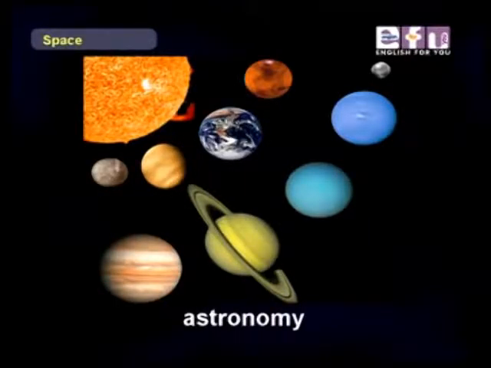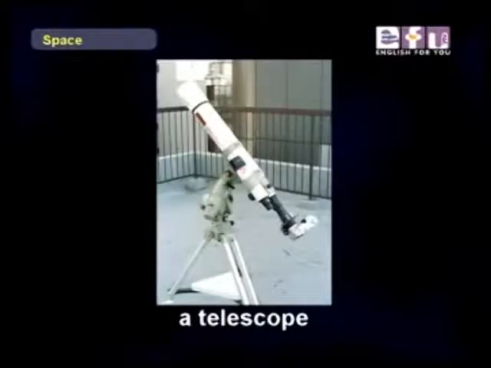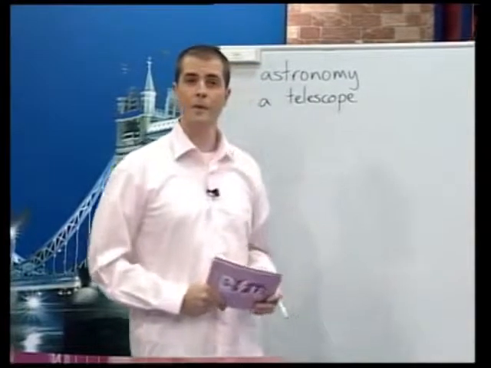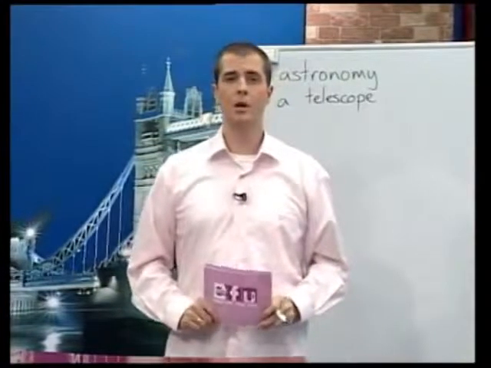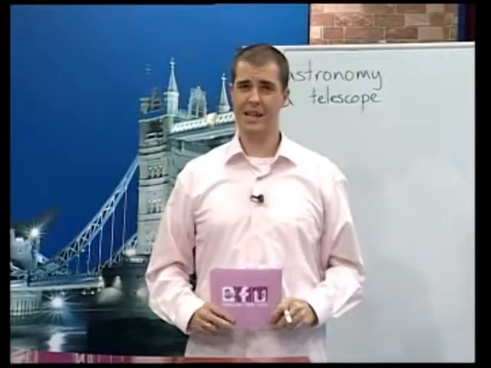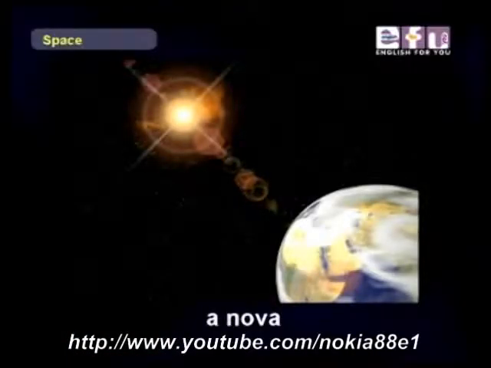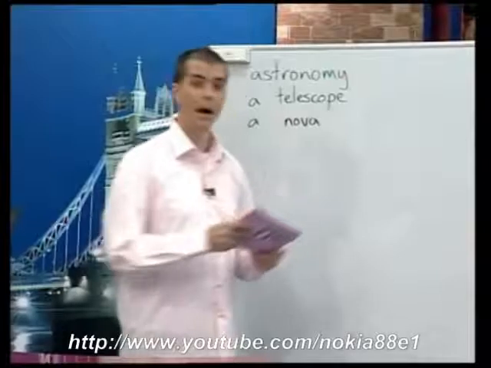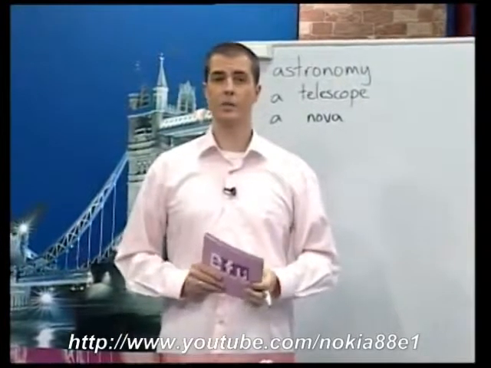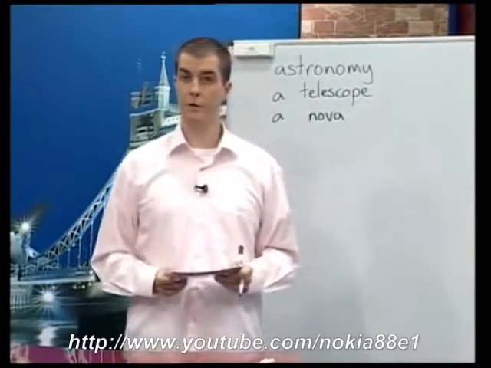First up, we have astronomy. Astronomy is the study of stars and planets. A telescope. A telescope is a tube-shaped instrument which is used to make planets and stars seem closer. A nova. A nova is a star which explodes and becomes brighter for a short time.